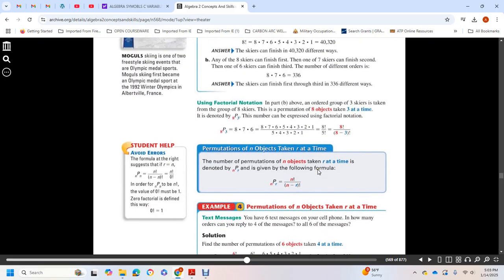Using factorial notation. In part B above, the ordered group of 3 skiers taken from a group of 8 is a permutation of 8 objects taken 3 at a time, denoted 8P3. The number of permutations of n objects taken r at a time is given by the following formula: the number of permutations is equal to n factorial over n minus r factorial.